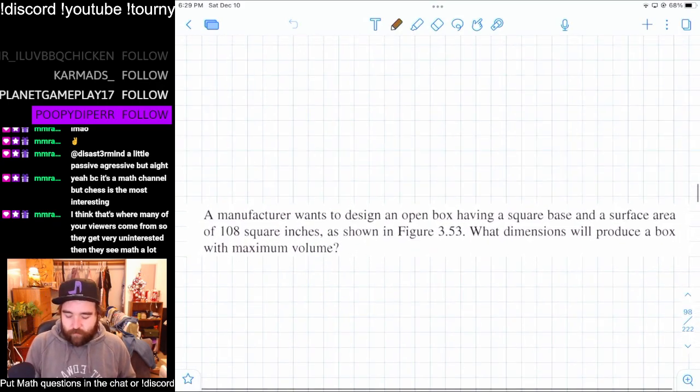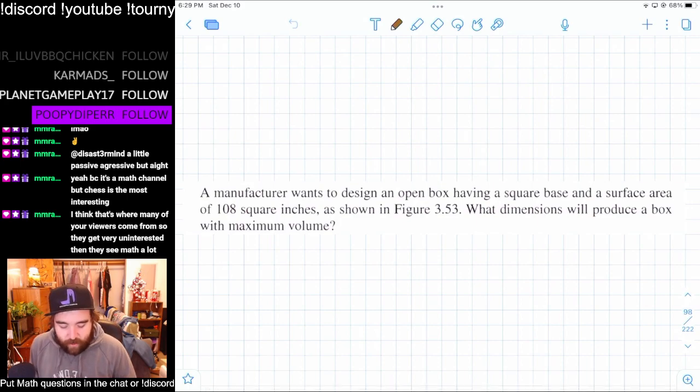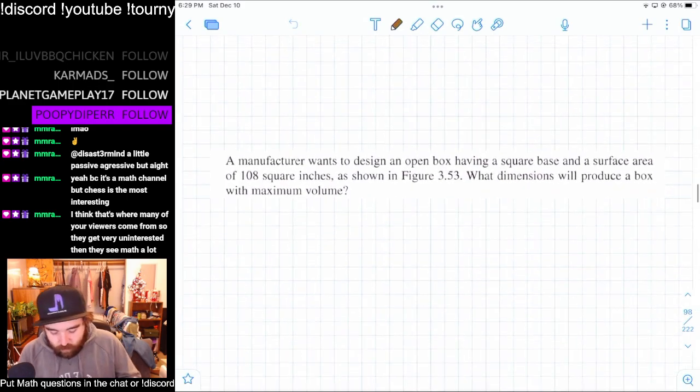So here's the problem. A manufacturer wants to design an open box having a square base and a surface area of 108 square inches, as shown in the picture. Ooh, maybe we should go get that picture. What dimensions will produce a box with a maximum volume? So we can just draw the picture.